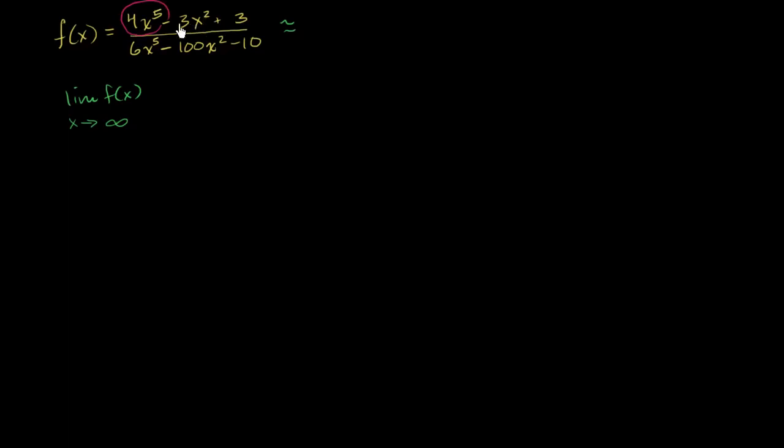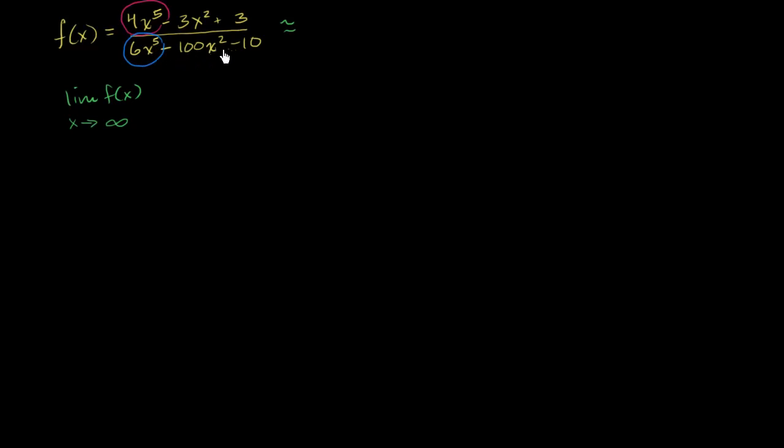Something squared gets large, but something being raised to the fifth power gets large much, much faster. Similarly, in the denominator, this term right over here, the highest degree term, 6x^5, is going to grow much, much, much faster than any of these other terms. Even though this has a negative 100 as a coefficient, when you take something to the fifth power, it's going to grow so much faster than x squared.